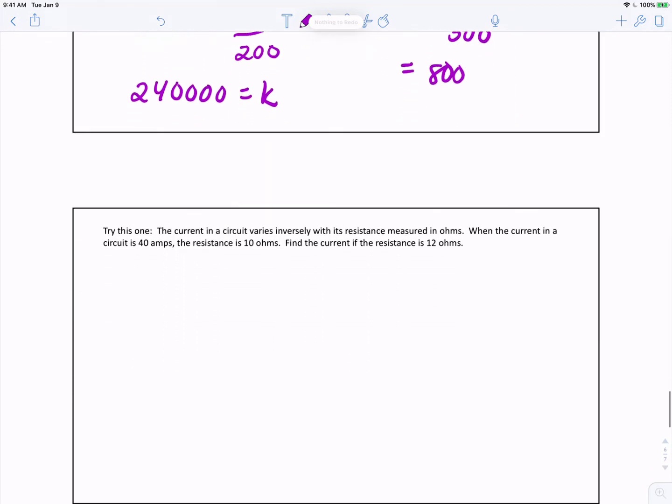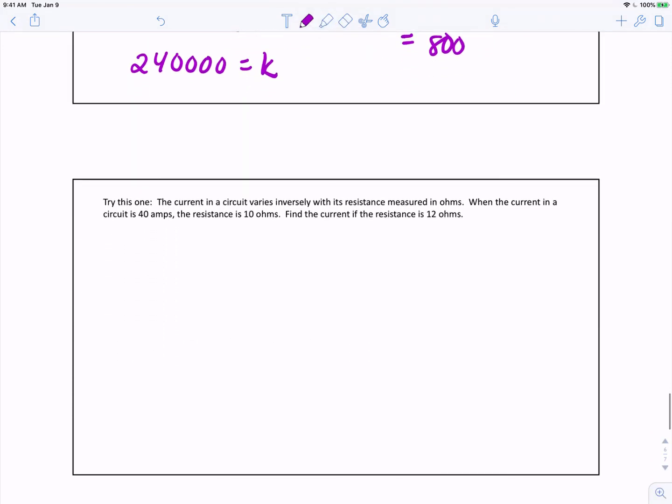Here's one for you to try. The current in a circuit varies inversely with its resistance. Let me help you get started. Current varies inversely. That means the next thing is going in the denominator as resistance. Solve for k, put it in the formula, answer the question, and you're all done.